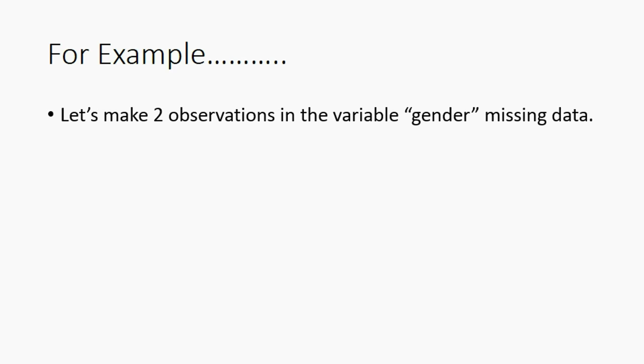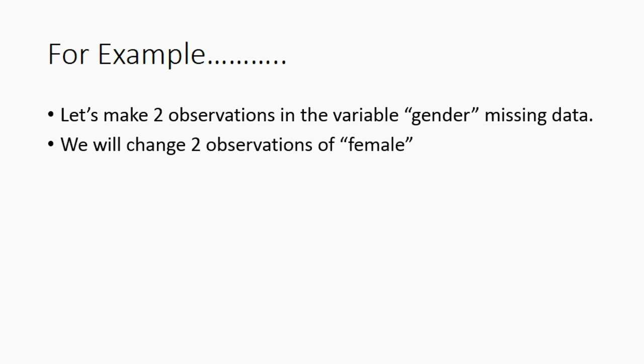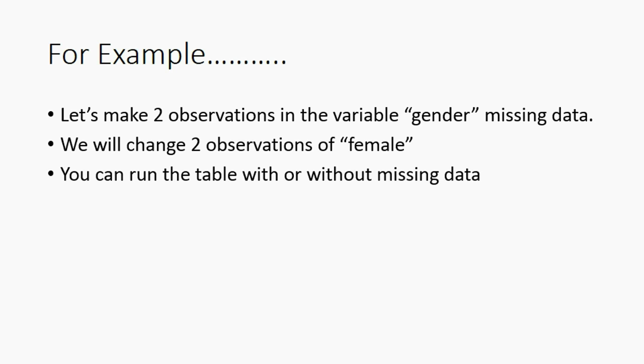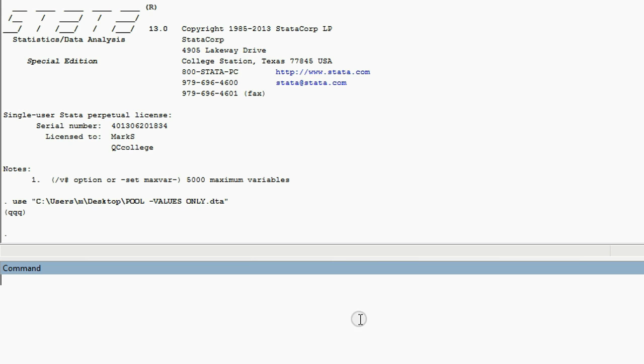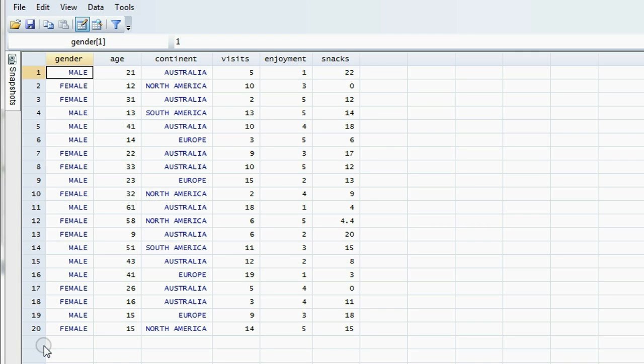For example, let's make two of the observations in the variable gender into missing data, and let's see what happens. We're going to change two observations of female to missing. You can run the table with or without the missing data, but you will see how running it with the missing data affects the percentages that the analysis reports to you. So, let's come back here, let's open up the data field and take a look. I notice that the 18th and 20th value are both female.